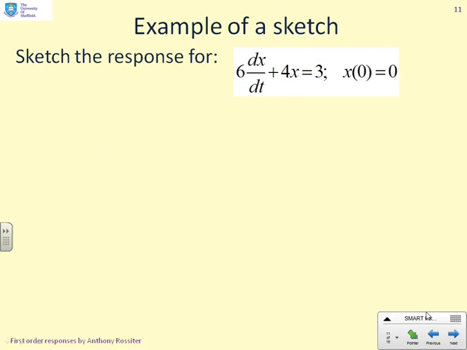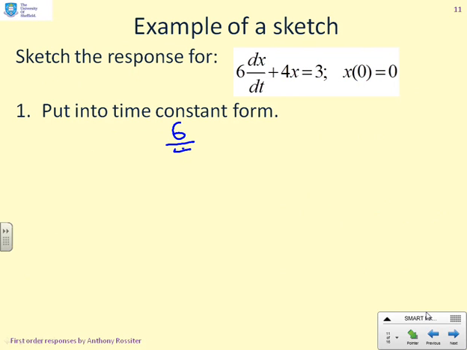So here's our example. We want to sketch the response for 6 dx/dt plus 4x equals 3 with an initial condition x of 0 equals 0. First I'm going to put it into time constant form. We did this in the previous video, but in case you forgot, we divide by the 4, so we get 6 over 4 times dx/dt plus x equals 3 over 4. So that gives me T equals 1.5 and K equals 0.75.